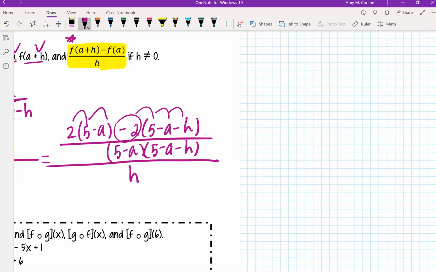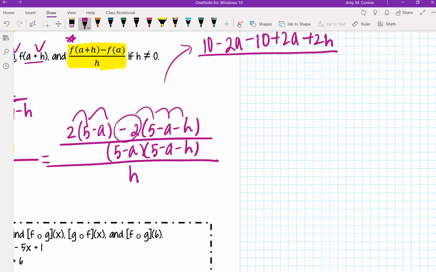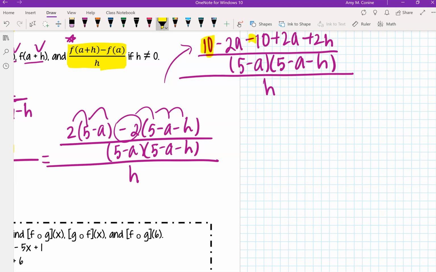Distribute everything. Okay, so I'm going to move up here so I have more room. So 10 minus 2a minus 10 plus 2a plus 2h all over my binomial and trinomial in the bottom. Okay, still all over h. Okay, so you can see we have some things that cancel, which is kind of nice. We have the 10 and minus 10 and negative 2a and 2a. So we're going to go ahead and cancel all those. And when doing that, we're just left with a 2h in top, and that's just fine.